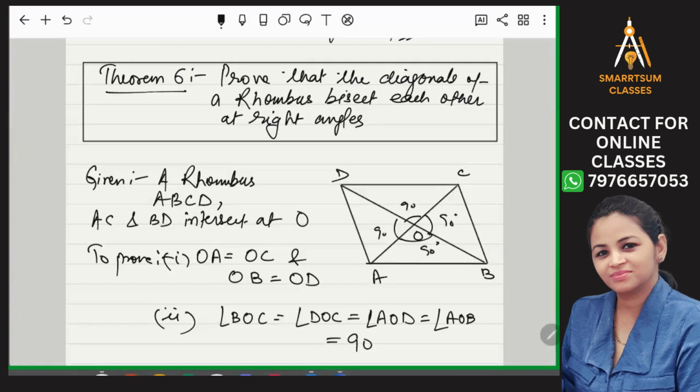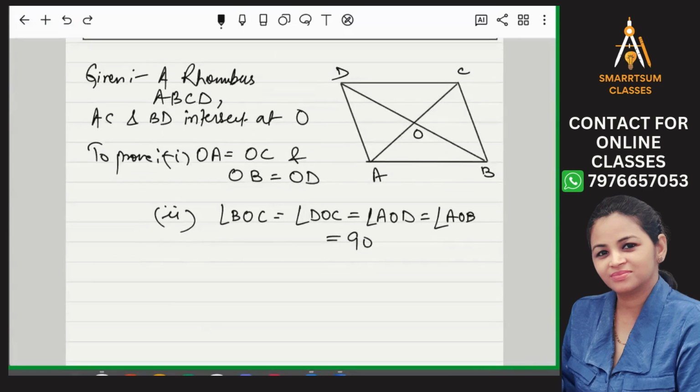Okay, this also we have to prove, right? So what we have to prove? That OA and OC are equal, right? Similarly, OB and OD are equal, and the diagonals are bisecting at right angles, right? So these are right angles. Okay, is it clear? Now, start the proof.